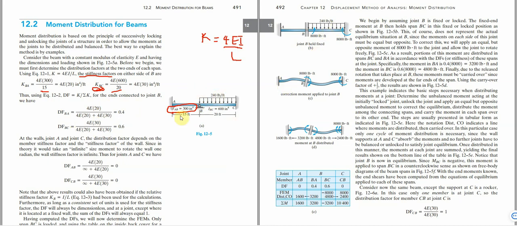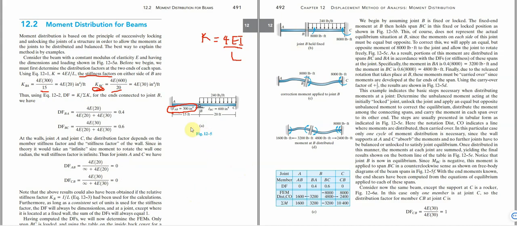So at the walls, that is at joint A and at joint C, the distribution factor depends on the member stiffness factor and the stiffness factor of the wall. Since in theory it will take an infinite size of movement to rotate the wall, because, as I explained the other time, at the fixed end there's no rotation that is being considered there. Now the distribution factor at that particular end, at particular end A or at particular end C, because it's fixed, is 0, and this is the calculation for that. So let me proceed to the next point.